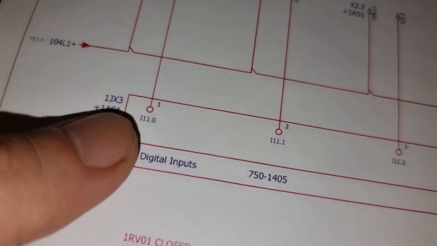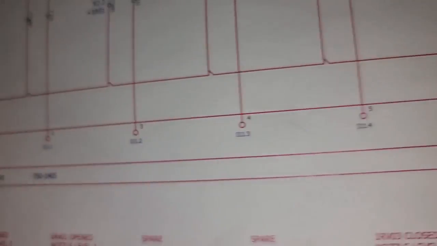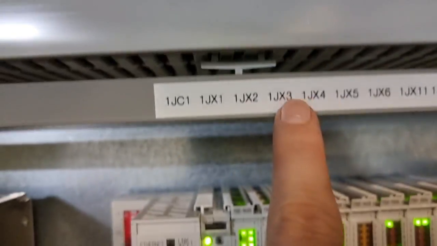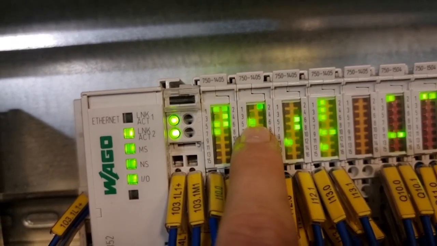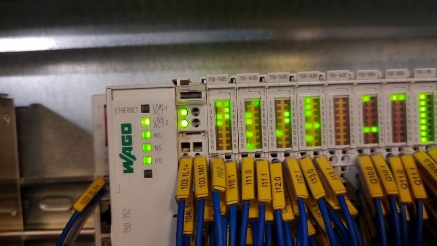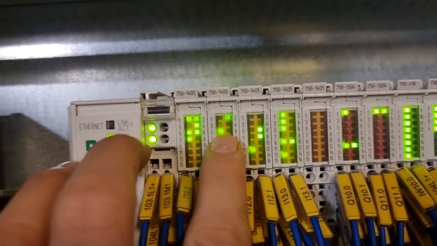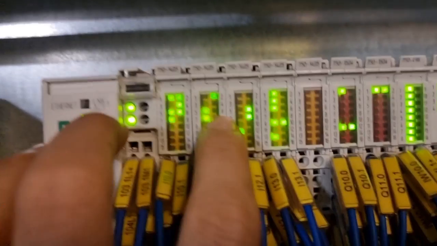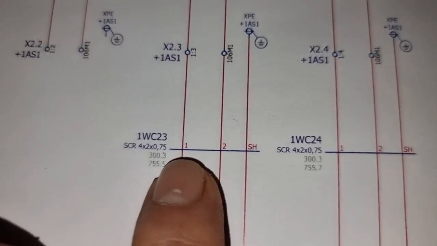And this module is the 1JX3 module. This is the module which is now indicating that it is in closed position. As you can see on number 5, the LED is lit. It means it is now in closed position, which is also the indication that you will be seeing on our wiring diagram. This number 5 IRVO3, it is in closed position. So if it goes to number 6, then it will give an open indication on our control panel.